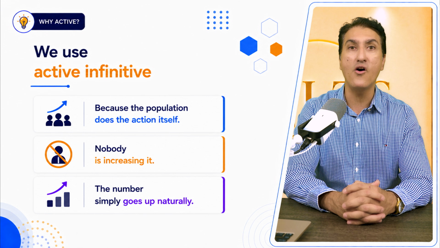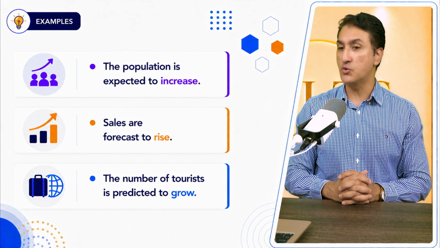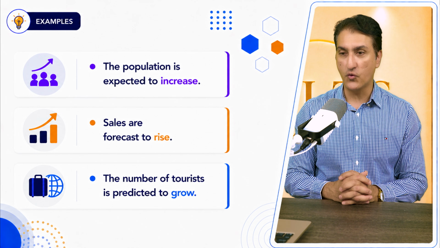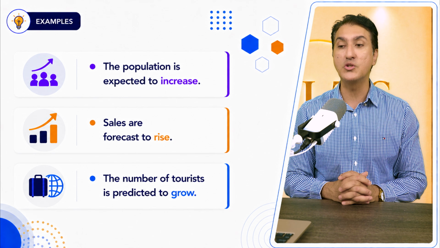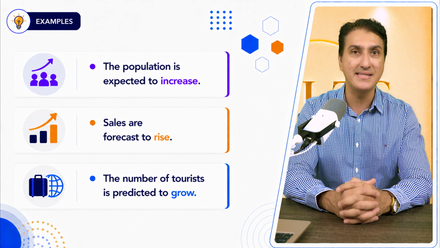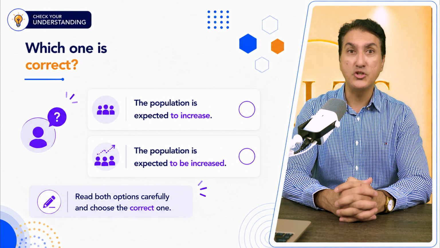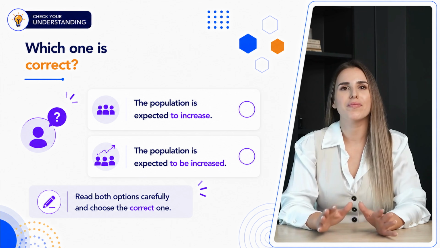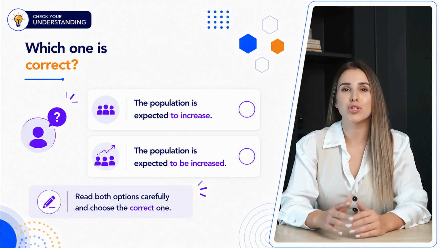And that's why you will often see sentences like, the population is expected to increase. Sales are forecast to rise. The number of tourists is predicted to grow. These are some of the most common structures in IELTS Academic Writing Task 1. Anna, let's check your understanding. Can we also say the population is expected to be increased? Maybe. Both sentences sound possible to me.